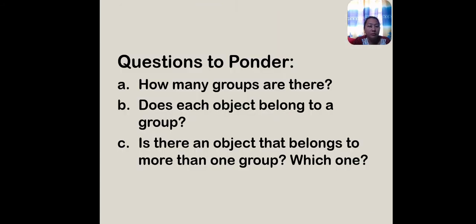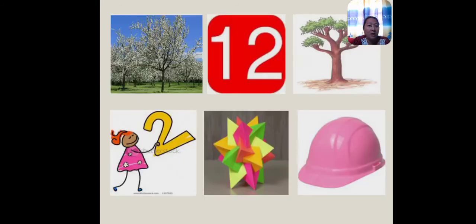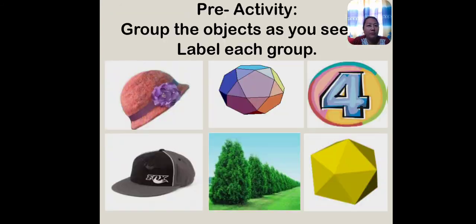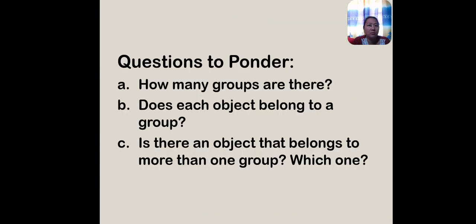After that, we're going to answer the following questions. How many groups are there? Does each object belong to a group? And is there any object that belongs to more than one group? Which one? Okay, so let's start with this. How many groups can you see in these 12 objects?